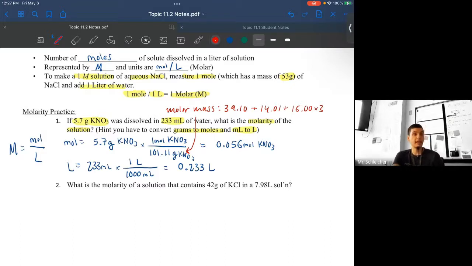Okay, and now that I know my number of moles and my liters, this is where I can just plug into my equation and solve it. So molarity is equal to 0.056 divided by 0.233. And that's going to get me 0.24, just 0.24 molar or so of KNO3 solution.